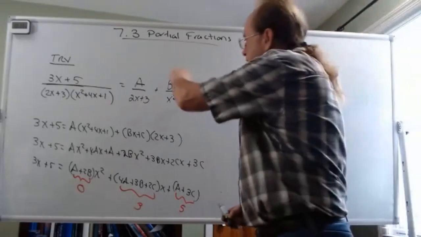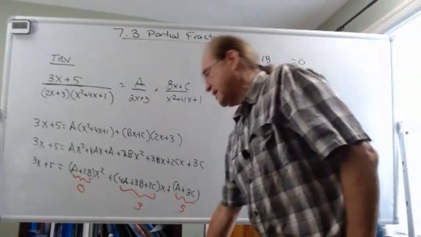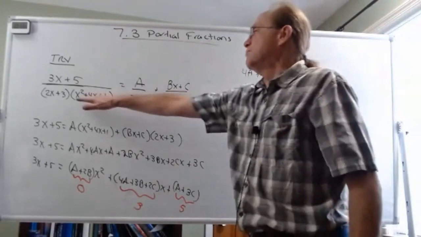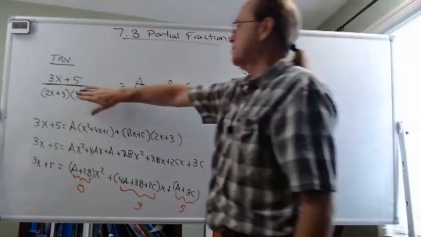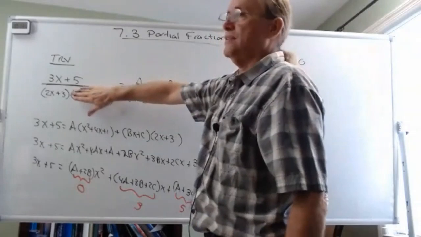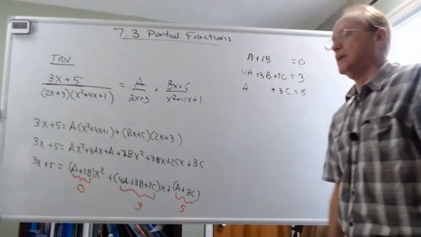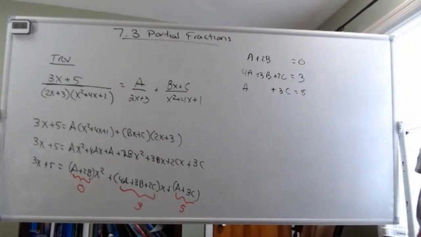So this case is obviously the more complicated one. If it's simply raising to a power, that's the easy case. If it's just 2x plus 3 squared, that's a much easier case to deal with. So that's our partial fraction decomposition.